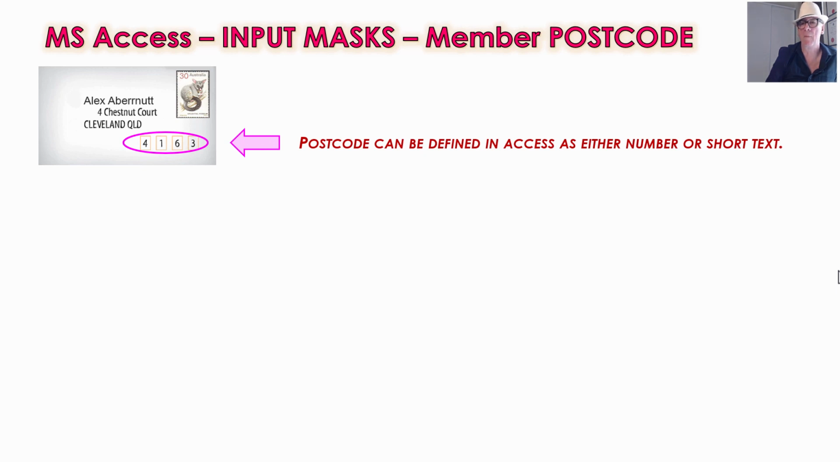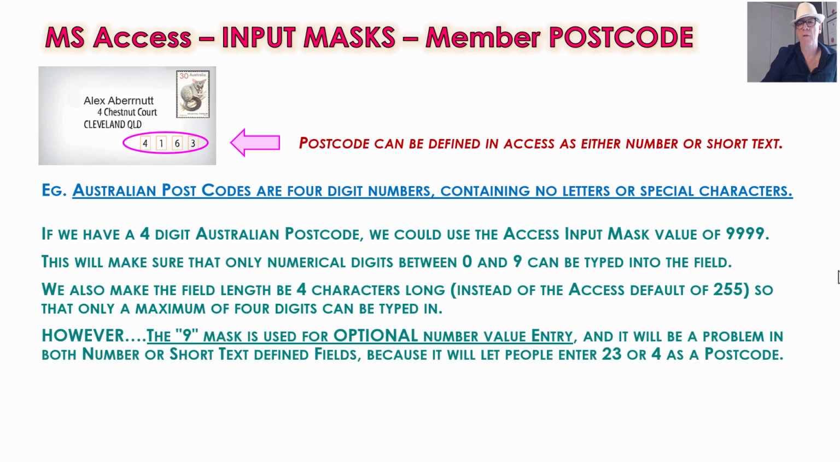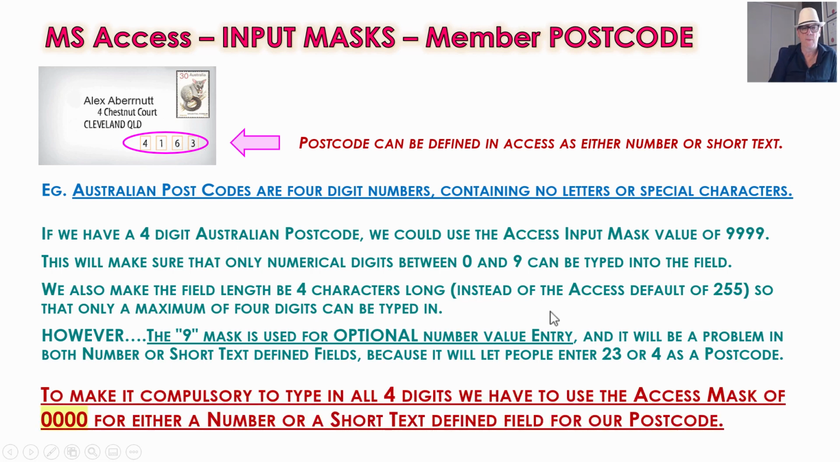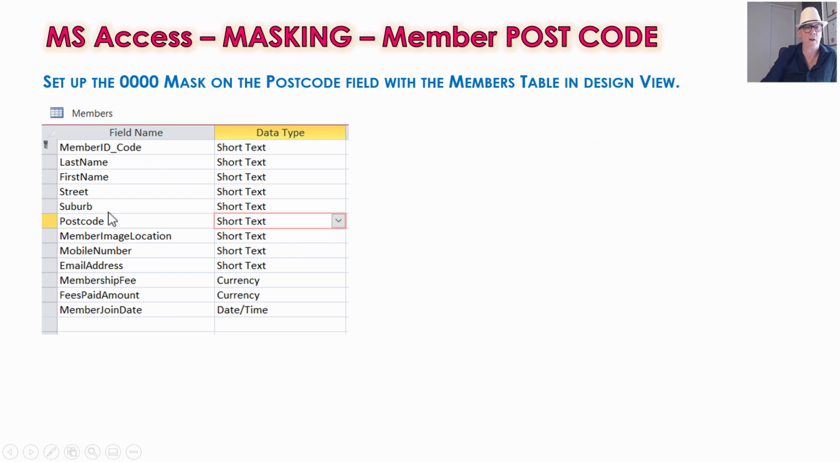So postcodes can either be a number or short text, but I think we're going to have ours as short text. And for Australian ones, they're 4 digits and you must have all 4 numbers there. So if we use 999, that wouldn't work because that's the one for optional numbers. Because it's optional, they could just type in 2, 3 or 4 and leave out all the other numbers. So we need to use that 0 like we did for phone numbers, which means that all 4 numbers must be typed in. So the one we're using for this is 0000, which means that all numbers must be typed into that field and numbers are the only thing in there.